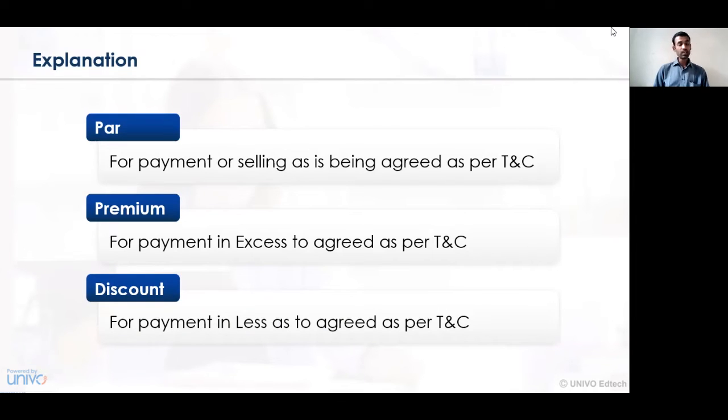Now here in this case, if the quantity, quality or the amount that you are receiving for is in bulk or a wholesale concern, the insurance company can provide a certain discount. So receiving less than what is expected as per the terms and conditions is called payment in terms of discount.